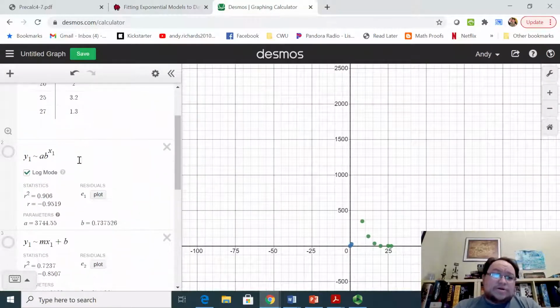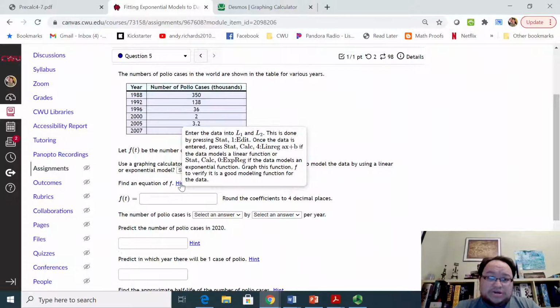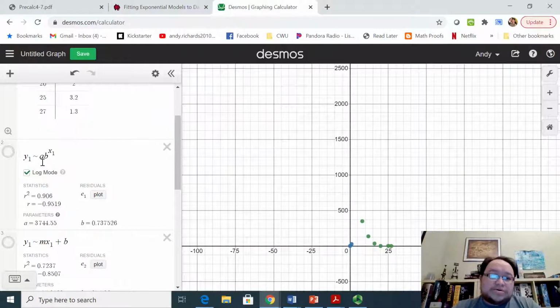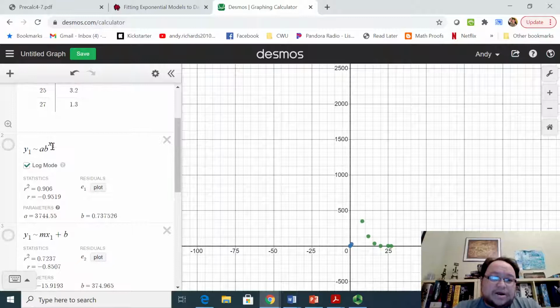Now, if I want to do an exponential model on a graphing calculator, like a TI, you would do the hint as it says here. You would choose to do the exponential regression, but in Desmos you have to write up what that is. So in this case, an exponential regression is a times b to the x. And since my table has x1 and y1s in it, then I need to put x sub 1 there, so it knows to do that.